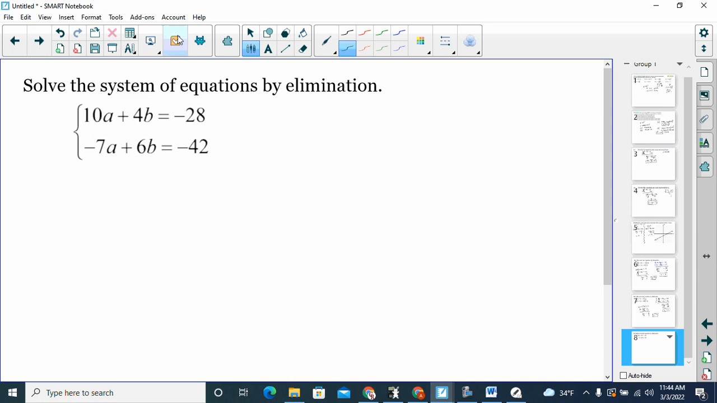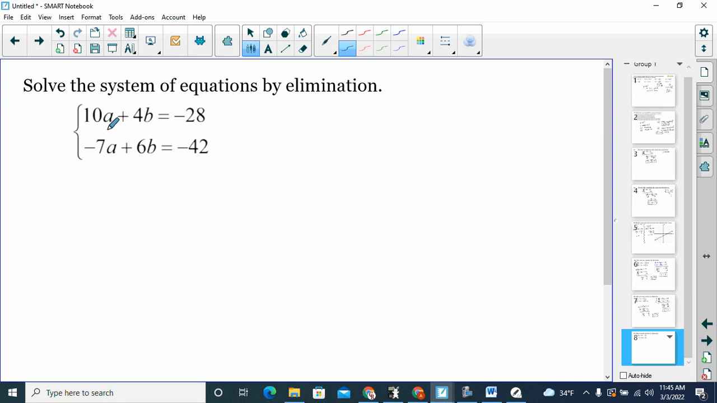We're going to do one more of these. 10a plus 4b equals negative 28. And negative 7a plus 6b equals negative 42. 10a plus 4b is negative 28. Negative 7a plus 6b equals negative 42. Again, I can't add them together right away. It'd be nice if you could. I would always check that first, though.